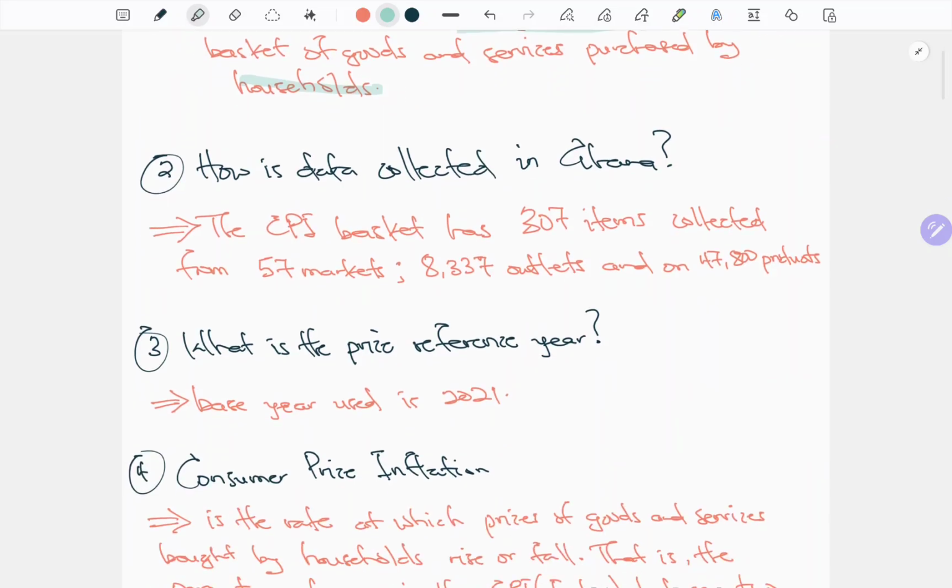Now, how is this data collected in Ghana? We said CPI is an index relating to a fixed basket of goods. So that basket of goods total up to 307 items. Now, this is collected from 57 markets, 8,337 outlets, and on 47,800 unique products.